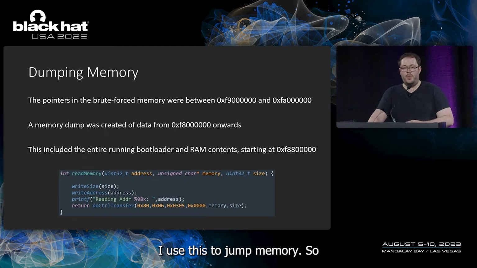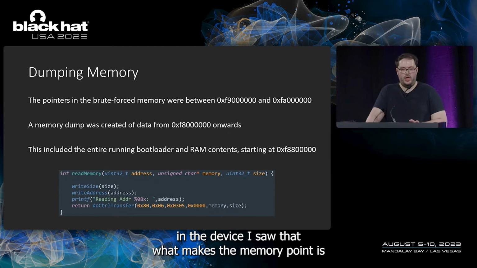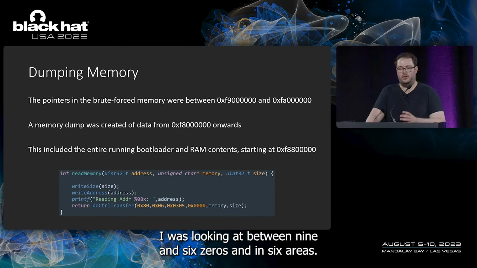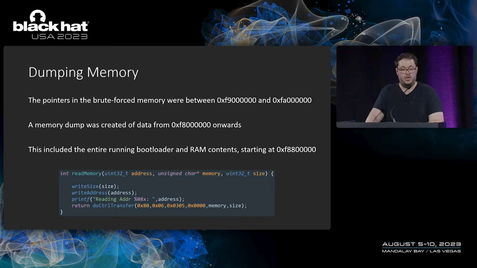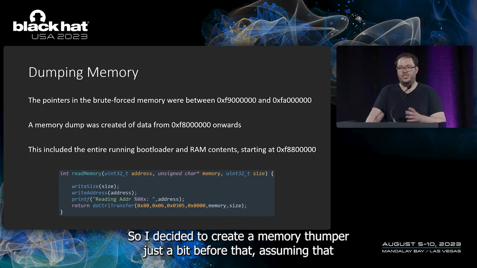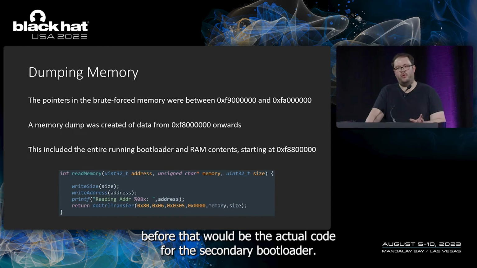I used this to dump memory. So in the device, I saw that most of the memory pointers I was looking at were between F9 and 6 zeros and FA and 6 zeros. So I decided to create a memory dumper just a bit before that, assuming that before that would be the actual code for the secondary bootloader.